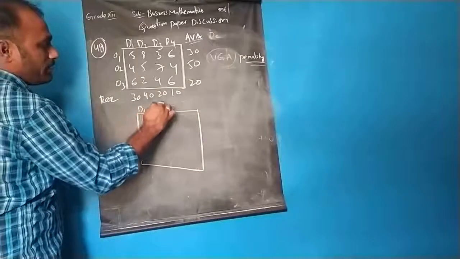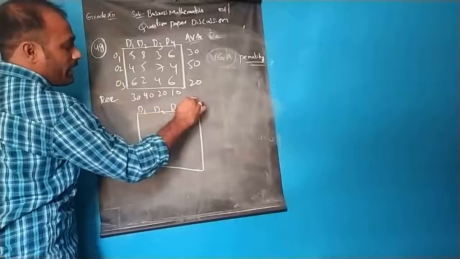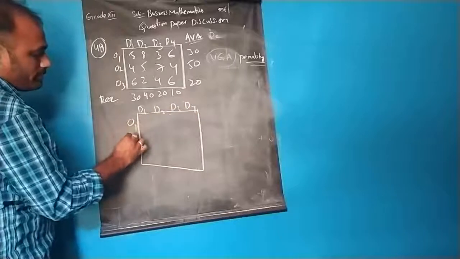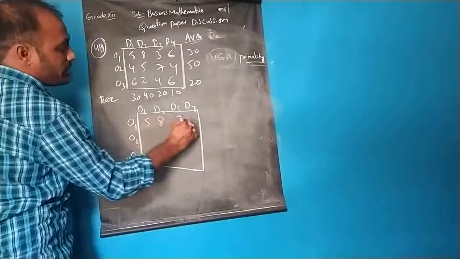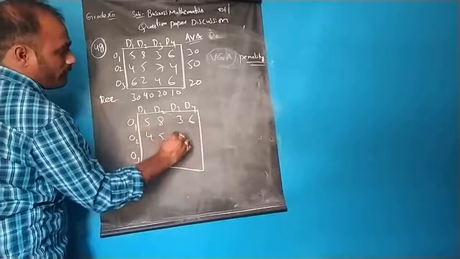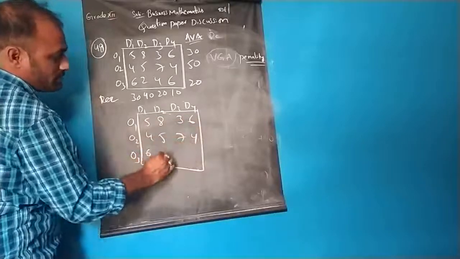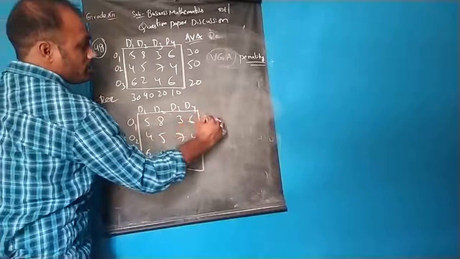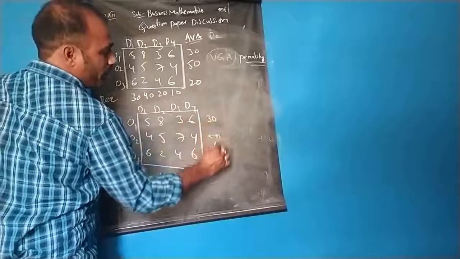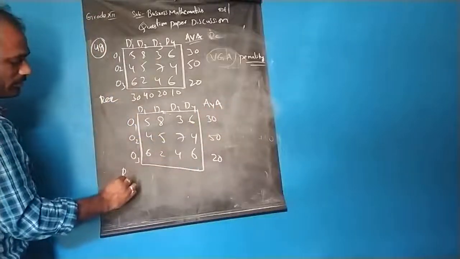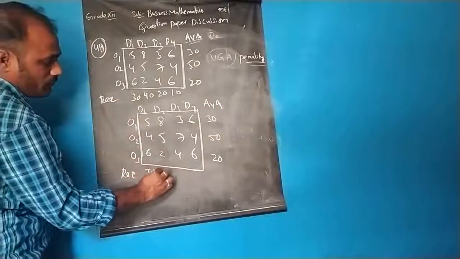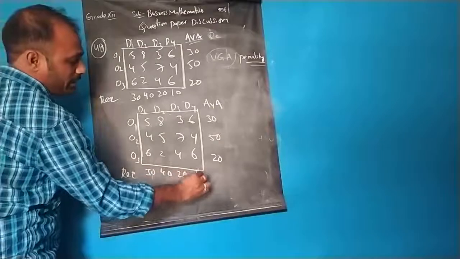So we have D1, D2, D3 and D4, O1, O2, O3. So 5, 8, 3, 6, 4, 5, 7, 4, 6, 2, 4, 6. So 30, 50 and 20. So these are the availabilities, and what are our requirements? 30, 40, 20 and 10.